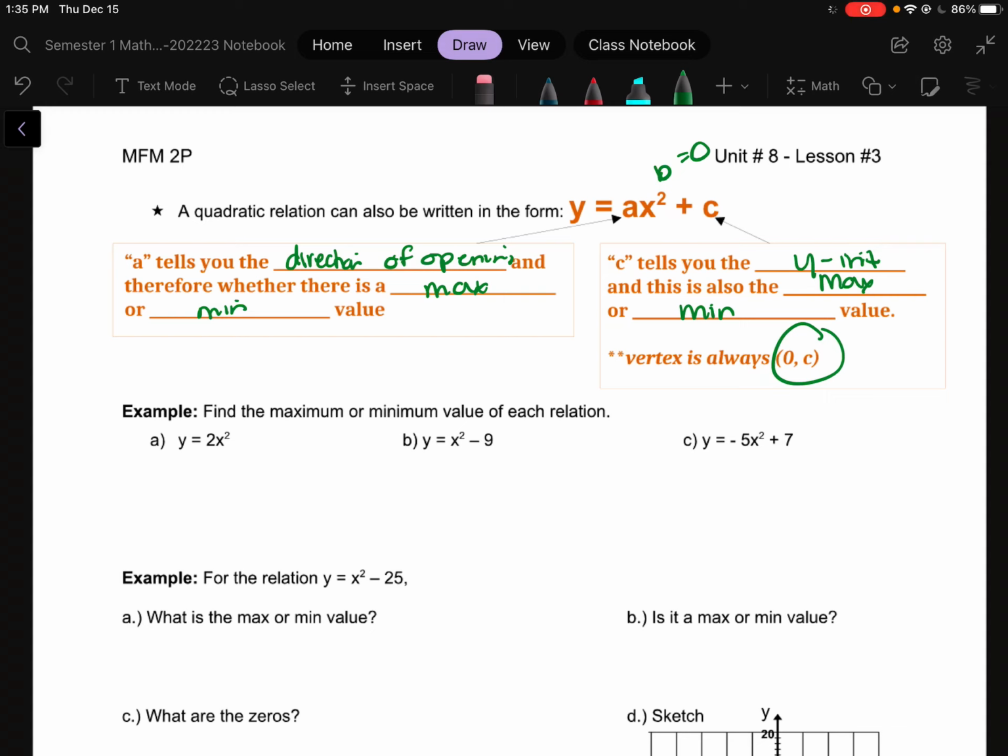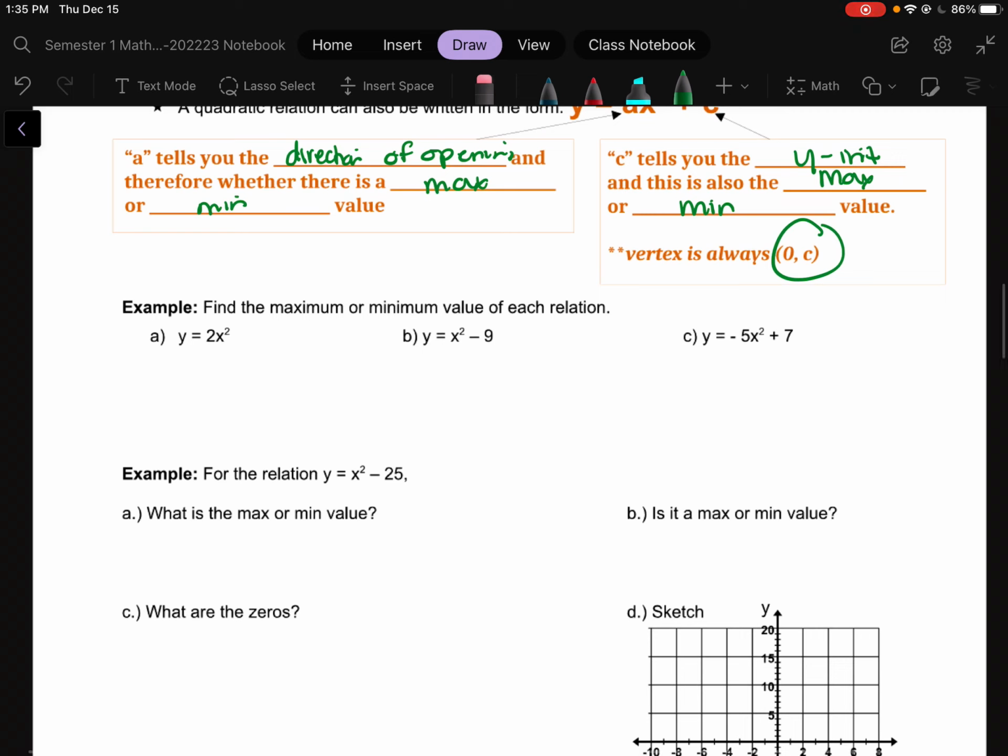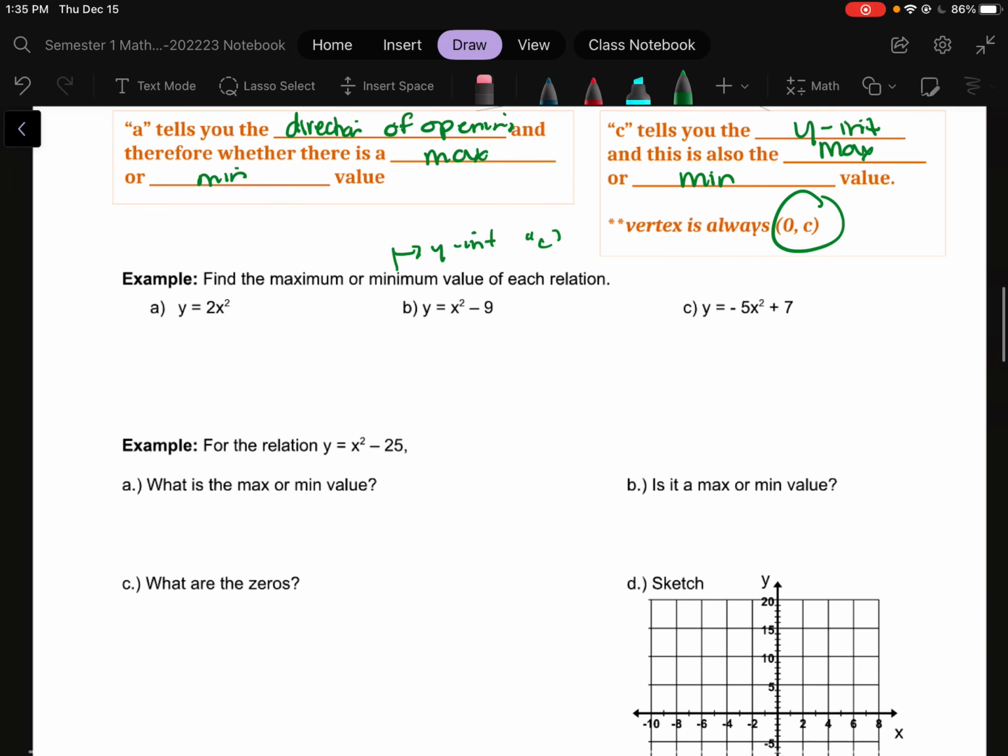So when we are looking at this, let's look at an example below. It says find the maximum or minimum value of each relation. So this is looking at the y-intercept, which is also our c. Okay, so we have y equals 2x squared plus 0, because we know there's nothing there, so it's always going to be 0. Therefore, it's going to have a min value because it's positive, and our min value is going to be 0. And its vertex is going to be (0, 0).